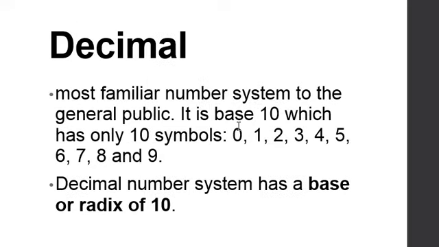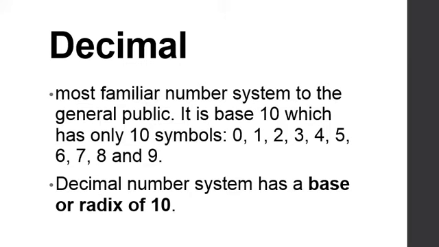Now let's talk about decimal. It is the most familiar number system to the general public. If binary's radix is 2, the base of decimal is 10, which has only 10 symbols, numbers 0 to 9. Again, the decimal number system has a base or radix of 10.